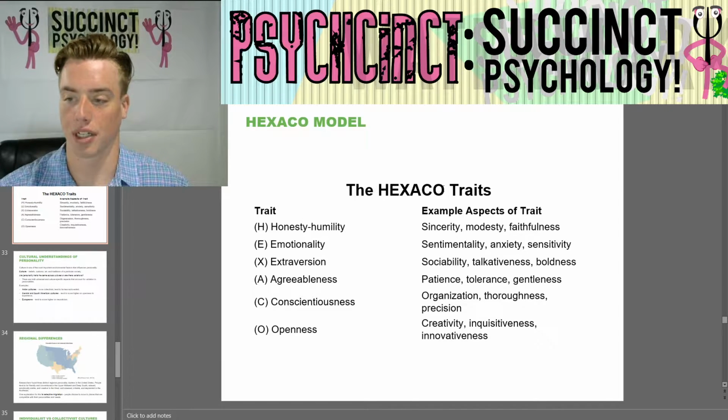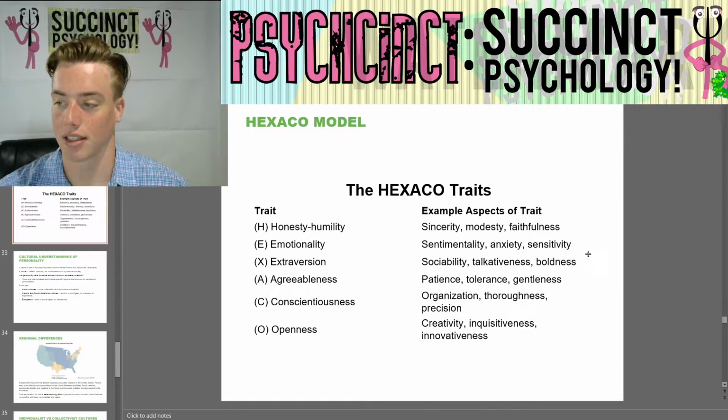So the Hexagon traits, again, it's another mnemonic. First trait, honesty-humility. Example aspects of that trait are sincerity, modesty, and faithfulness. Emotionality, aspects of that are sentimentality, anxiety, and sensitivity. Then you have extroversion. Example aspects include sociability, talkativeness, and boldness. Next trait is agreeableness. Some examples of the trait are patience, tolerance, and gentleness.